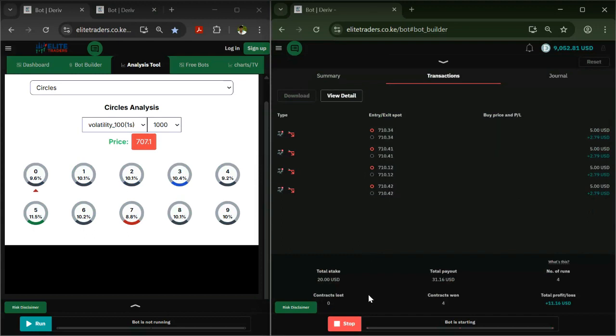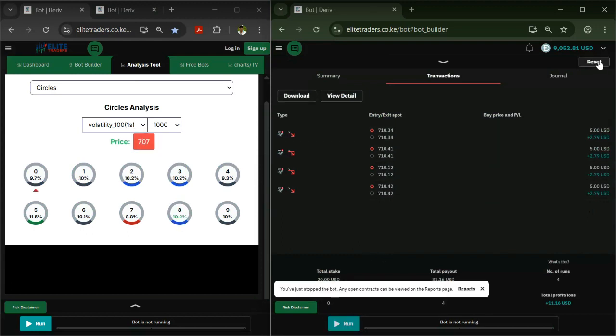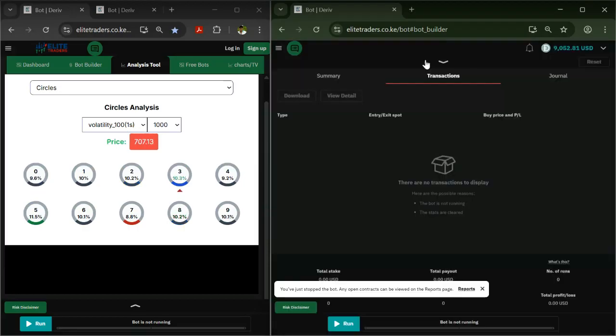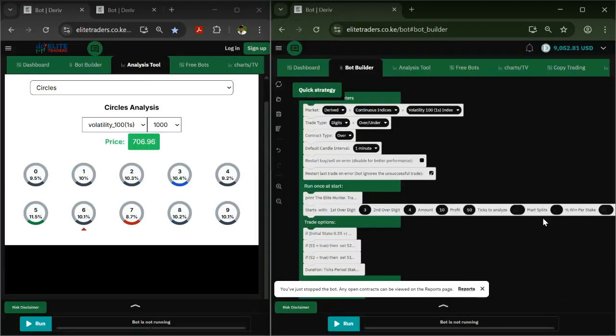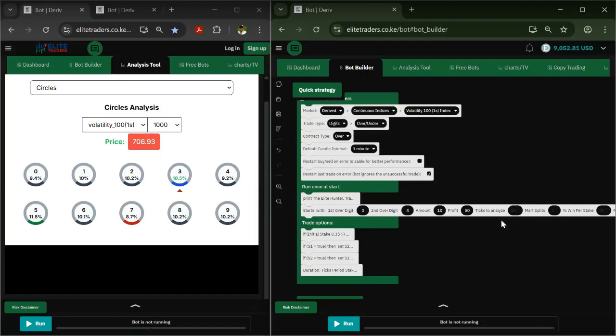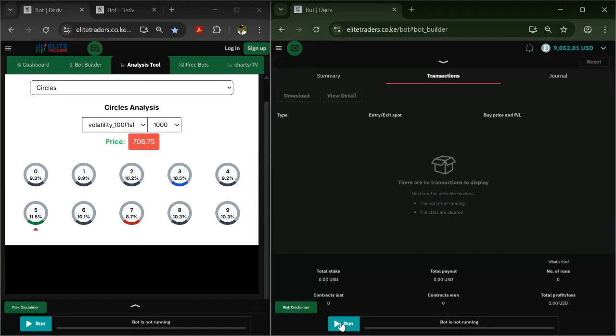In case you run this one, it may take long, because I have set it to trade. You can actually see the bot uses up to 15 ticks to analyze the market. So sometimes you may start it, uone kama it may take long. So ukiona it may take long, you can just stop it.